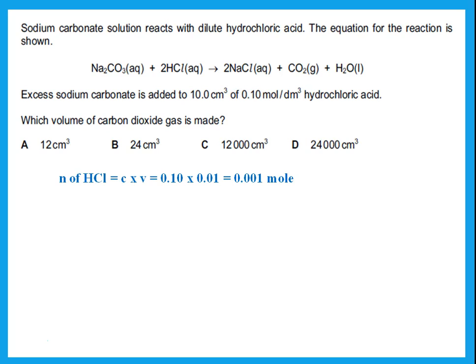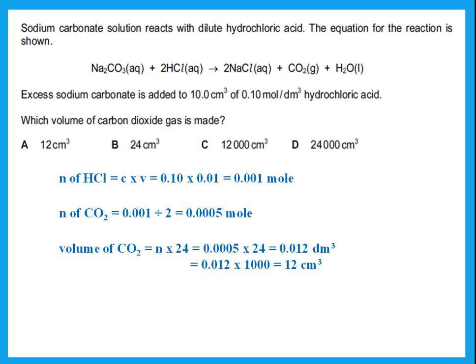Okay, so that's the number of moles of HCl. Now I need to relate it to what? To carbon dioxide. Looking at the equation, the number of moles of carbon dioxide is what with respect to the HCl? It's half of it. So the number of moles of carbon dioxide is half of that, so that is the same as 5 times 10 to the minus 4.